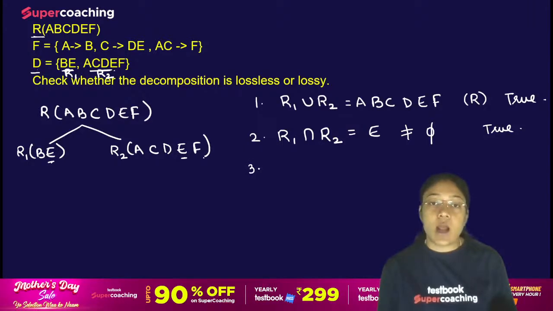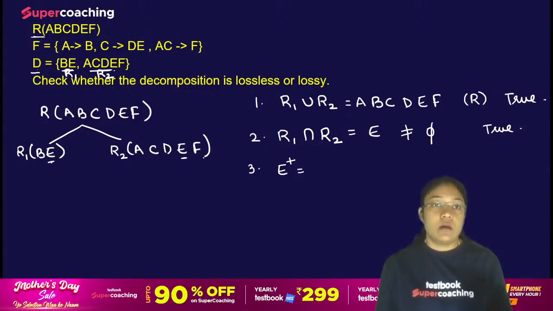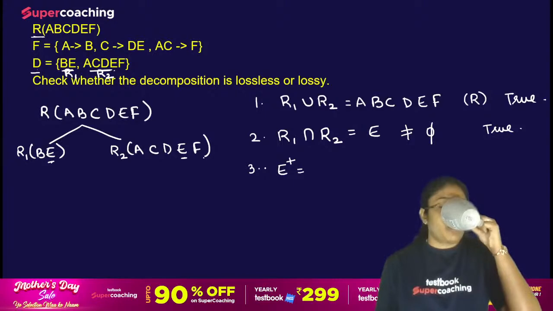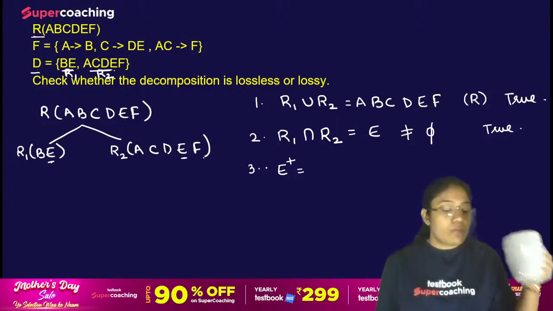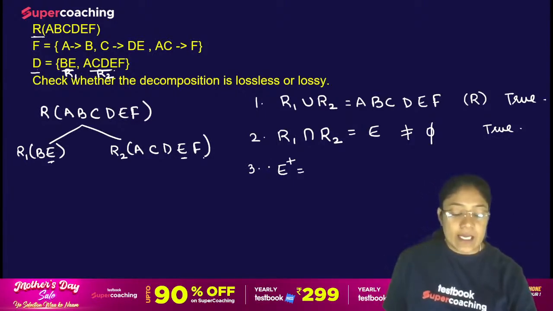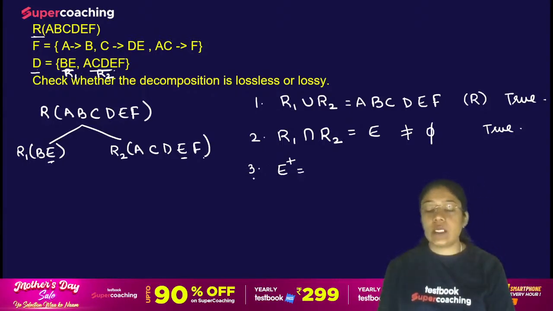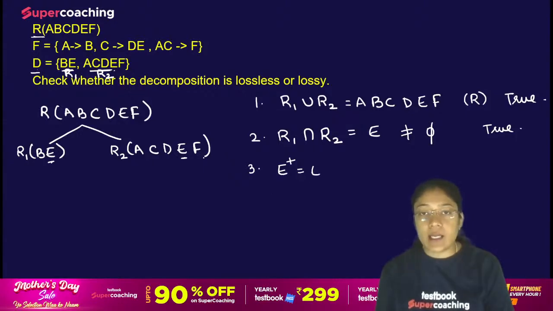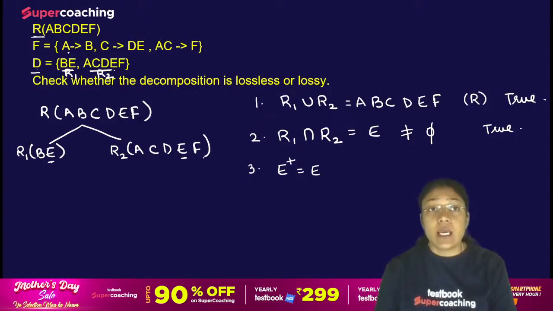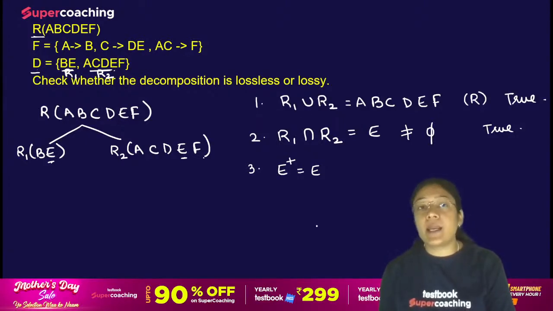Check for the third one. What we need to do is take the closure of the common attribute. Find out E closure and let me know if it is a key attribute or not. Is it a key attribute? Find out E closure. E closure will be determining itself. E is determining itself. Is it determining any other attribute? E और किसी को determine नहीं कर रहा.